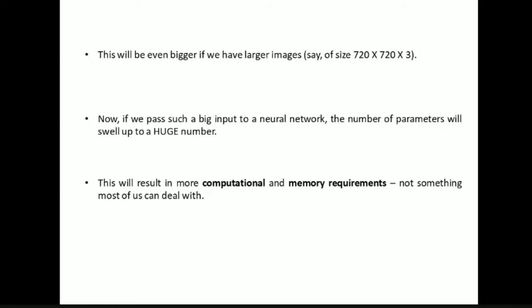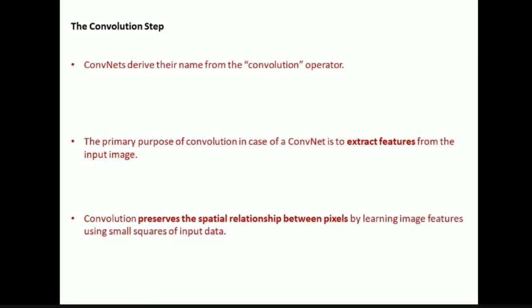In order to deal with this problem, in convolutional neural networks we are going to use the first step called the convolution step. So we told that the first step in convolutional neural networks is the convolution operation. Based upon this convolution operation only, these networks have derived their name. The second point I'm reading: the primary purpose of the convolution in the case of convolutional neural networks is to extract the features from the input image. This is a very important step.